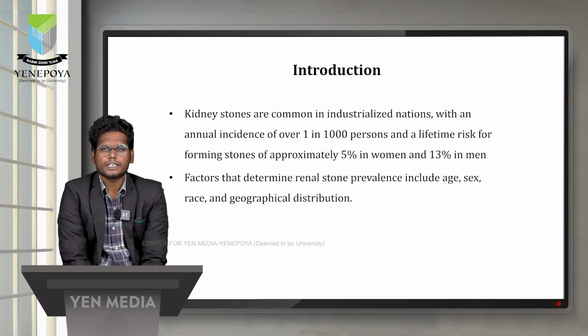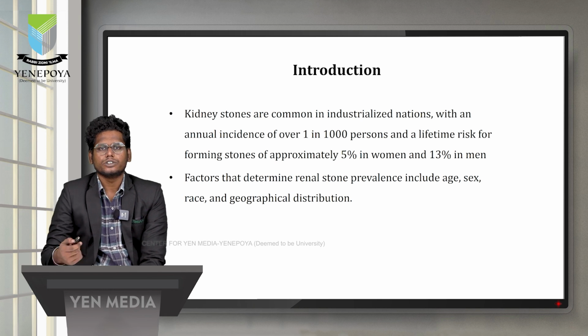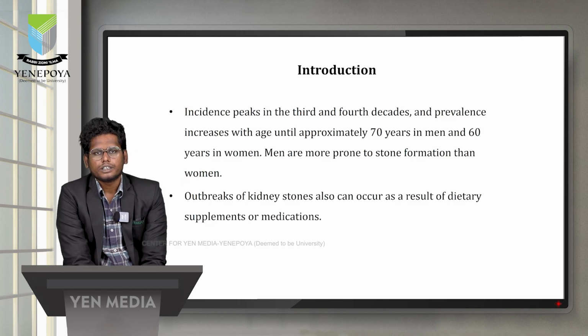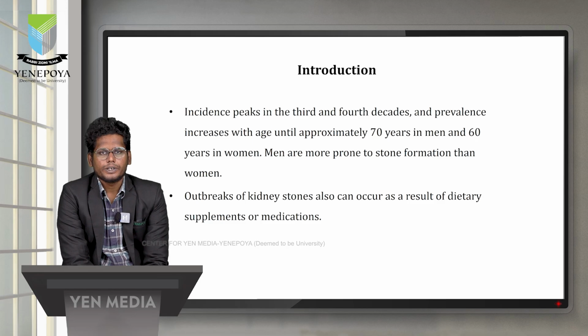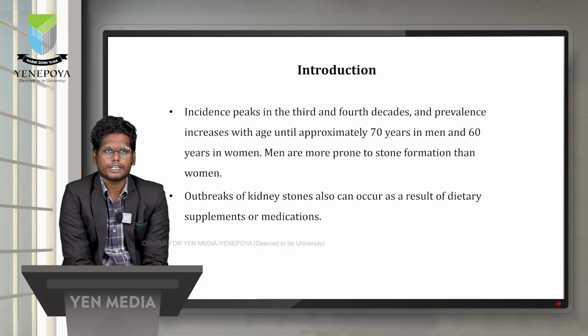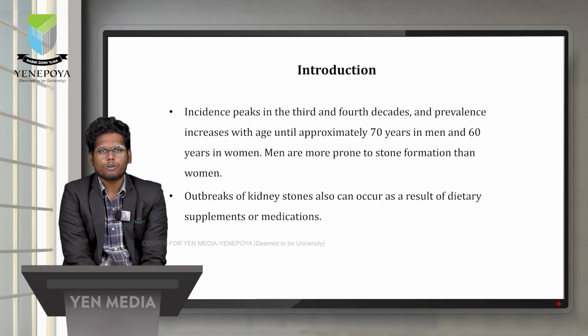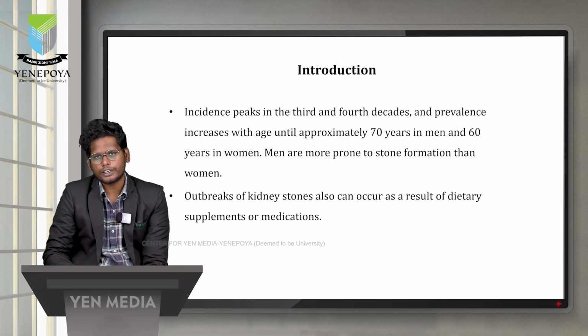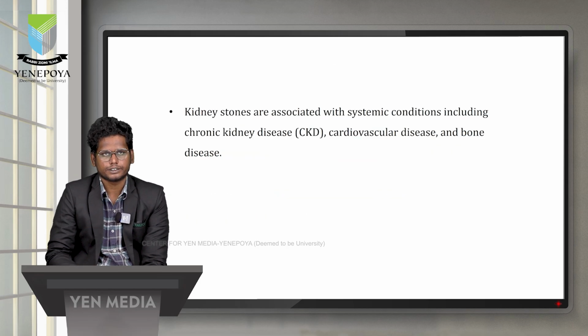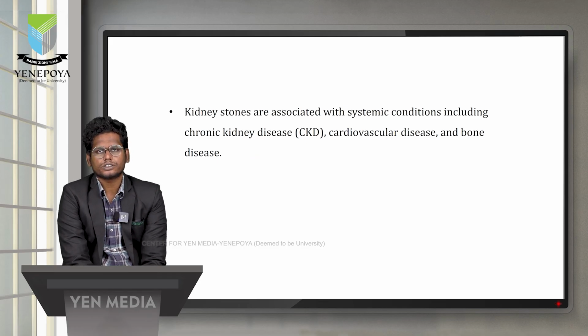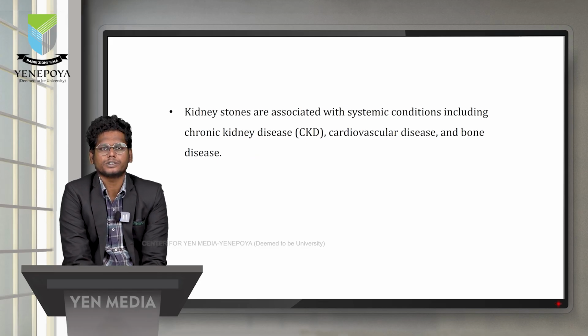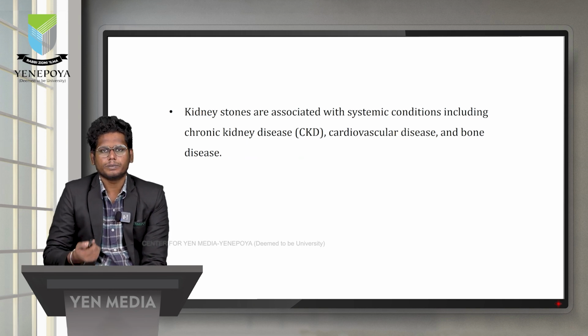The factors determining renal stones include age, sex, race, and geographical distribution. The incidence peak is seen in the third and fourth decades, at approximately 70 years in males and approximately 60 years in females. Men are more prone to stone formation than women. Outbreaks of kidney stones can occur as a result of dietary supplements and also some medications. Kidney stone formation is associated with chronic kidney disease, cardiovascular disease, and bone diseases.